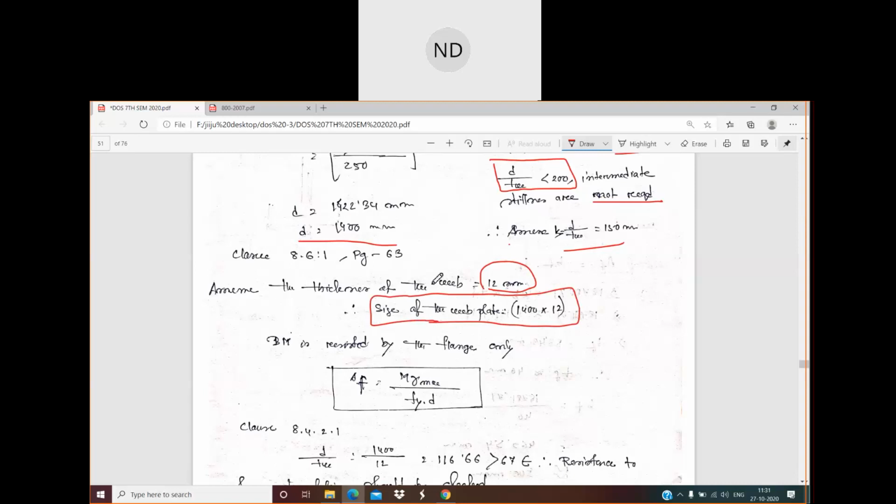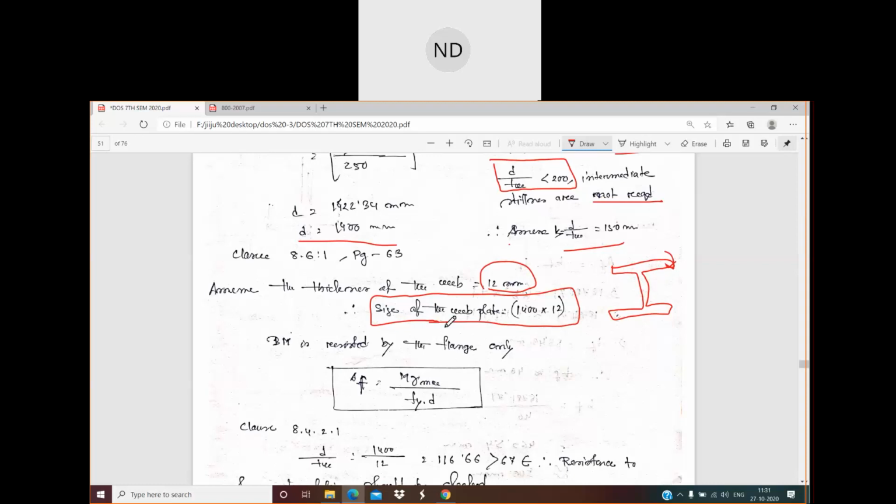One more thing to remember: these are your flanges and this is your web. In an I section, the web will always resist the shear, and the flanges will always resist all the moments. The flanges will resist all the moments, and the web will resist all the shears.